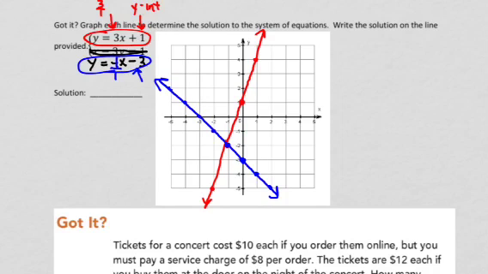So now I'm going to look for the point of intersection, and I can see it right here. And that has the x value of negative 1 and the y value of negative 2. Just to save some time for the video, I'm not going to check my answers, but you should always check your answers, especially on a test.